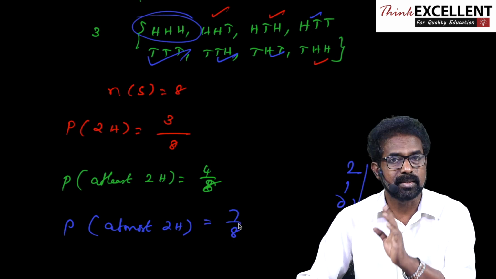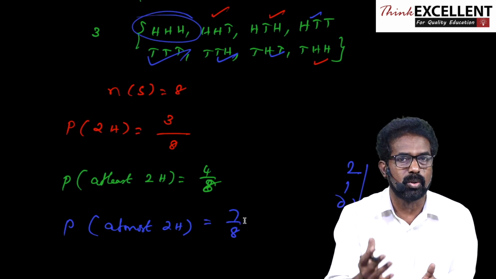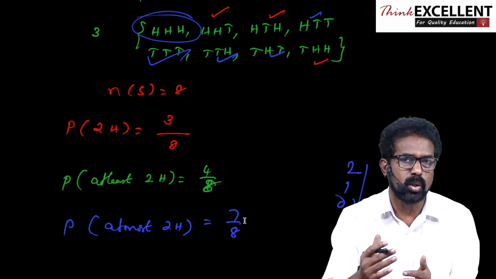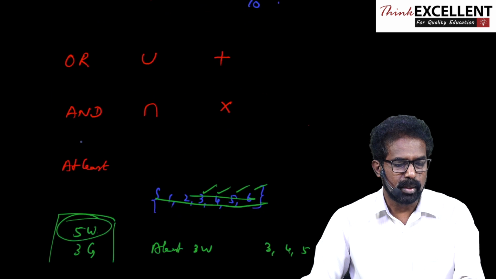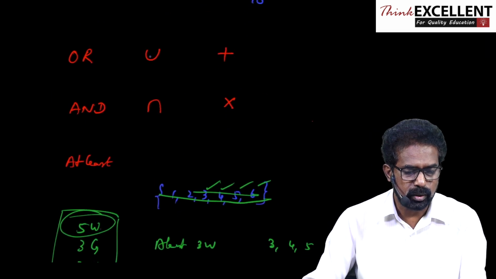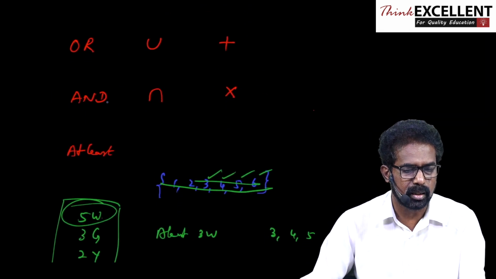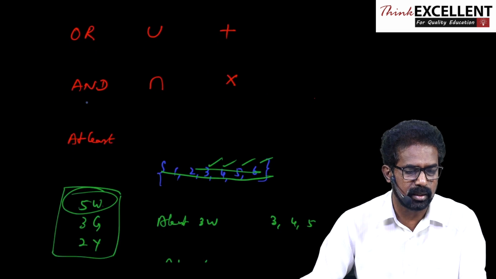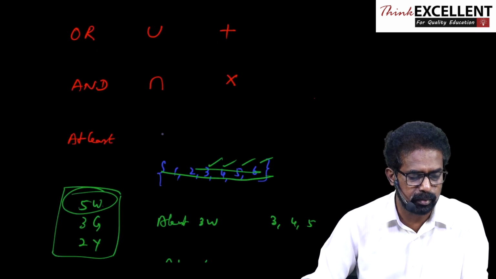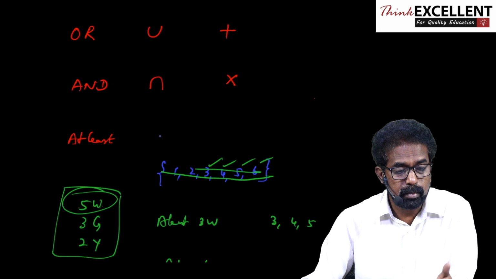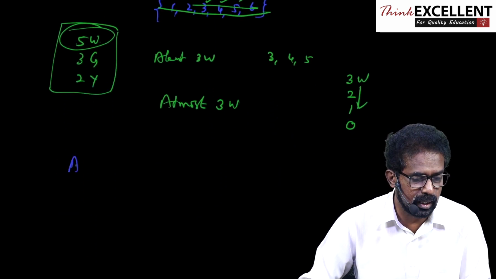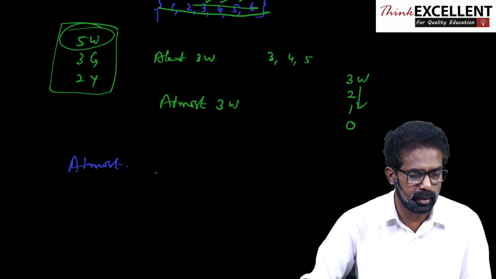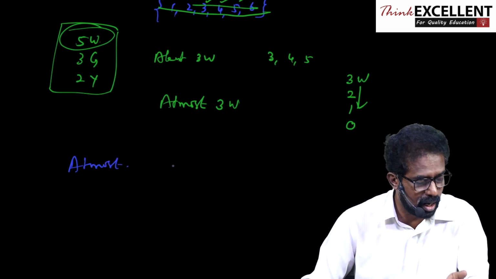So 2 heads means exactly 2 heads. At least 2 means 2 or more. At most 2 means 2 or less. Okay, so hope you understood this. So you must know when 'or' comes, what do you do? Union or addition, and for 'and', multiplication, intersection. At least means that is the minimum, that number or more. Same way at most. So that is important. At most means maximum, that or less.